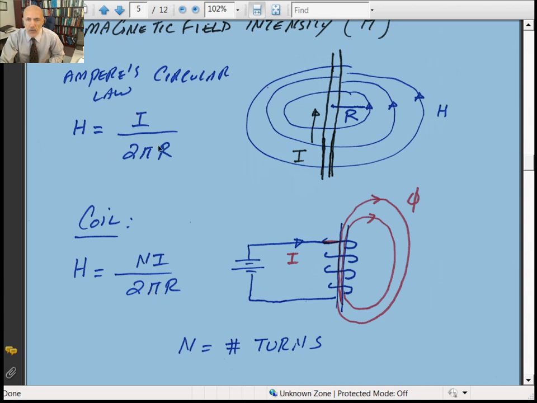This equation is for one single conductor, but if you have N turns in your coil, then the magnetic field intensity H is equal to N times I over 2 pi times r. That means the total current enclosed by the coil.